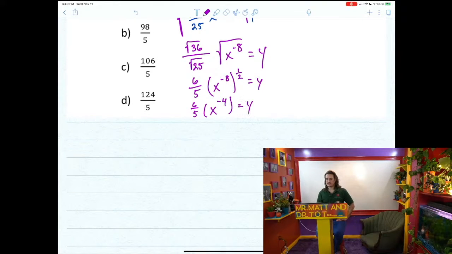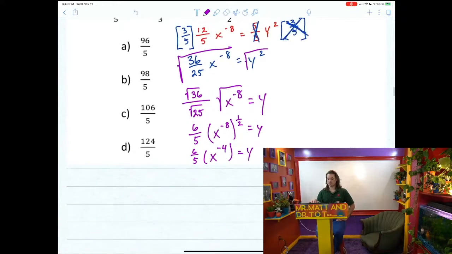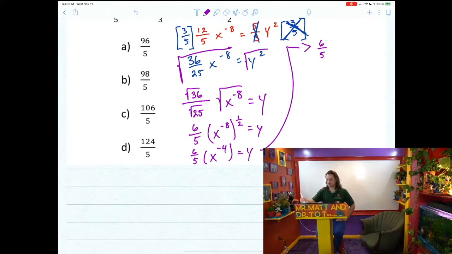And now I can substitute in what x is equal to. We know x is equal to 1/2. I'm going to do that up here. So I'm going to have 6/5 times 1/2 raised to the negative 4th power is equal to y.